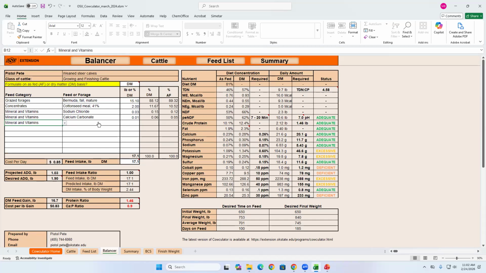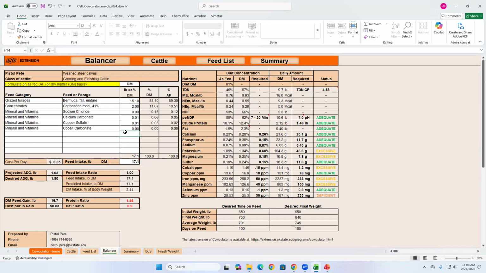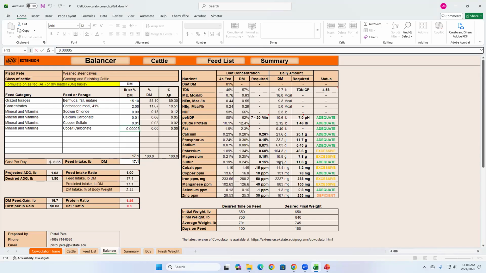Copper, copper sulfate. Okay, 0.005 gets us a little over, but adequate on copper. So cobalt. So 0.005 is way too much cobalt. This very, very small number is still too high in cobalt.